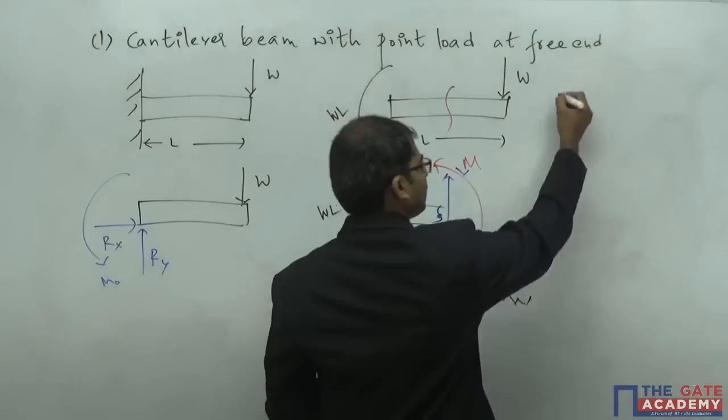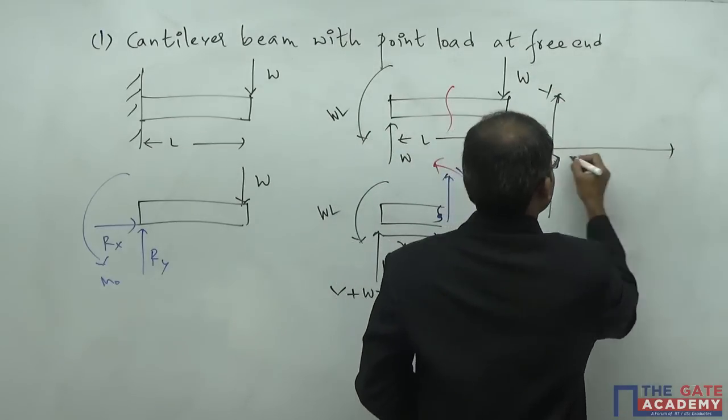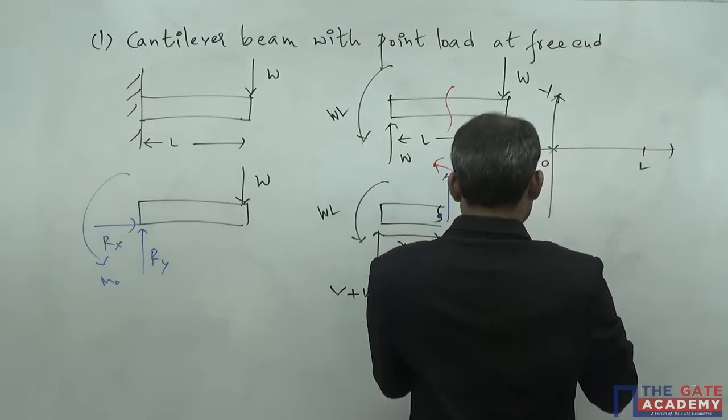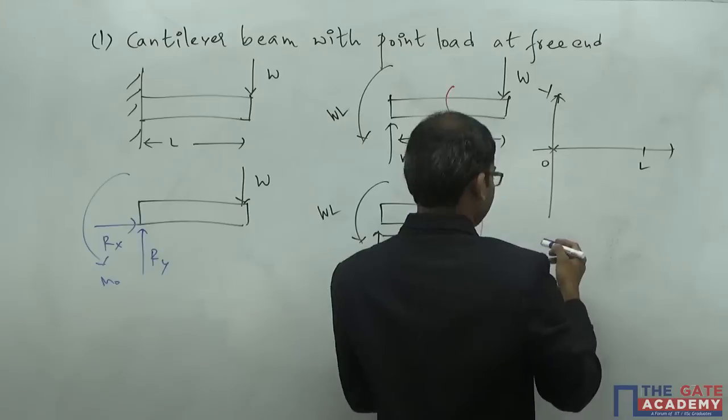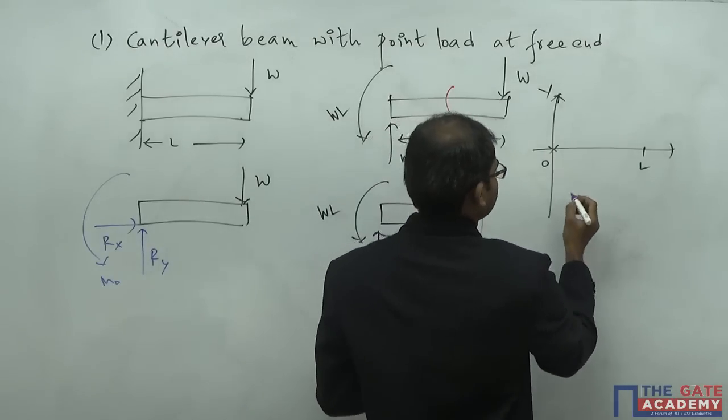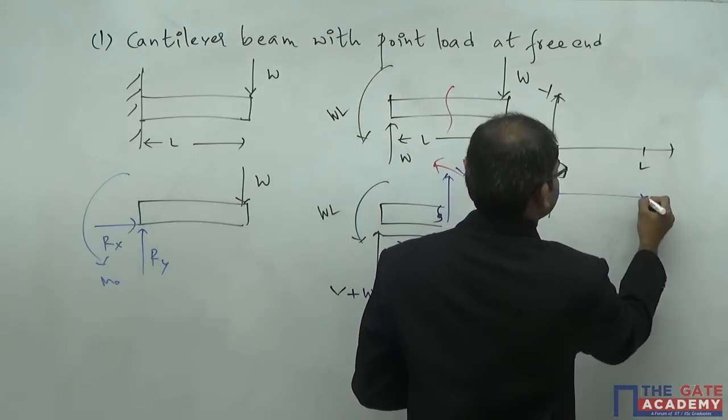So if you would like to draw the shear force diagram, it will look this way. This is 0, length is L. So this will come as minus W. So from x is equal to L to x is equal to 0, it will be minus W itself.